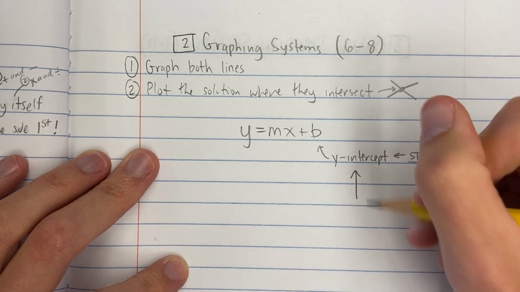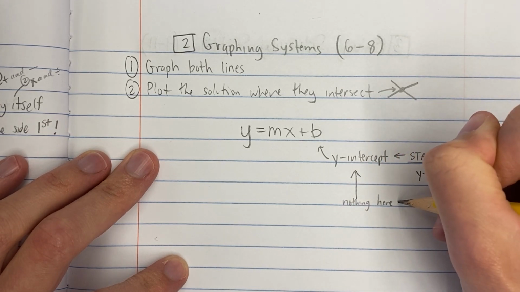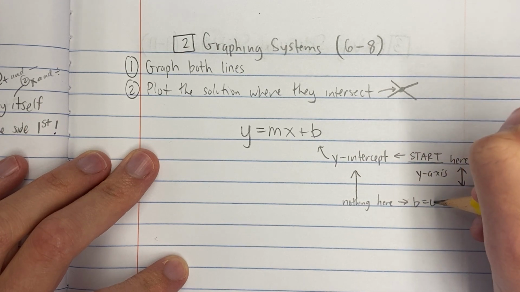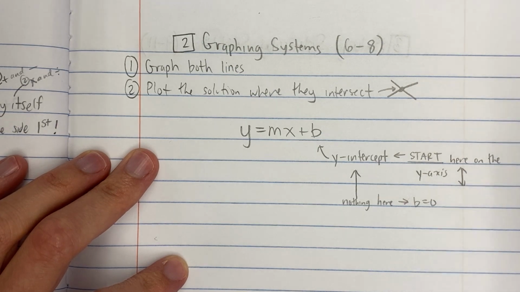Now, just remember, sometimes there's nothing here, and that means it's 0. That means the b is 0, because it's something times x plus 0, and we just don't write plus 0 because it doesn't do anything.